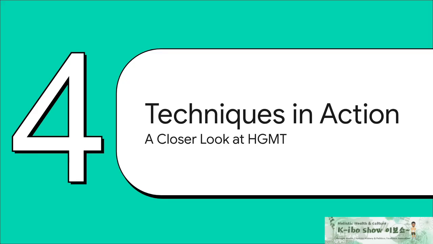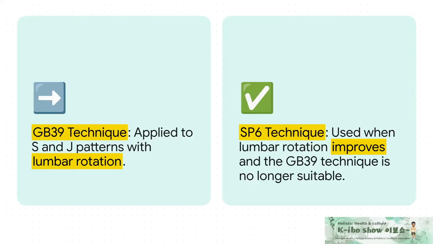Okay, so what do these treatments actually look like? Let's take a closer look at a few of these HGMT techniques to see how they pair up with the patterns. This is a perfect example of how dynamic the whole system is. For S and J patterns that have some rotation happening in the lower back, a practitioner starts with something called the GB39 technique. But, and this is key, as the patient's spine improves and that rotation gets better, the treatment has to adapt. At that point, the practitioner actually switches over to the SP6 technique. It shows the treatment isn't just a one-and-done thing. It literally evolves as the patient heals.